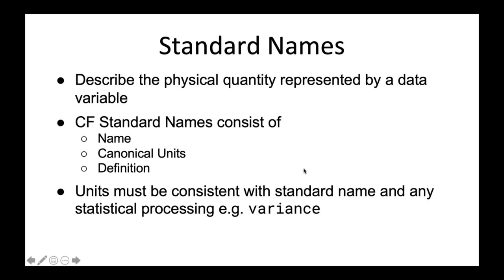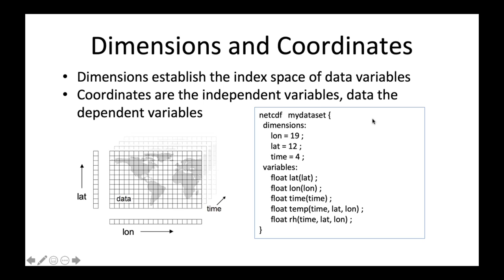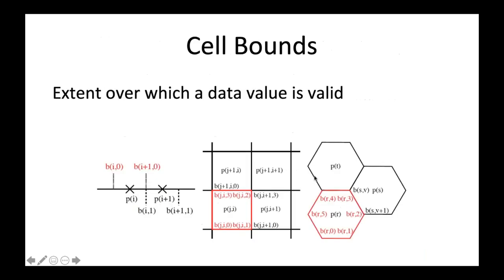When you actually store a variable and use a standard name, the units for that variable have to be consistent with the canonical units of the standard name. There are other modifiers to the standard names, and I'm not going to get into that right now, but that also plays a part in units sometimes. Dimensions are just the size of the array in a particular direction. Coordinate variables are these. I'm going to, can I do this? No.